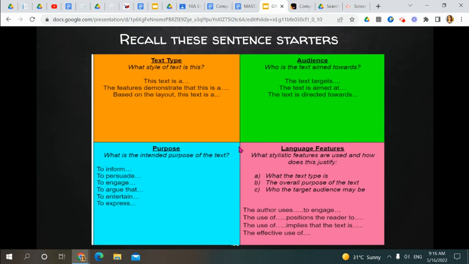I want to remind you about the sentence starters. Please keep using the sentence starters. If you're having trouble thinking of what the purpose of the text is, use these. They will help you figure out which way your text seems to go.